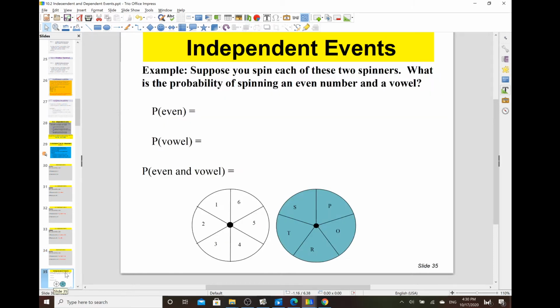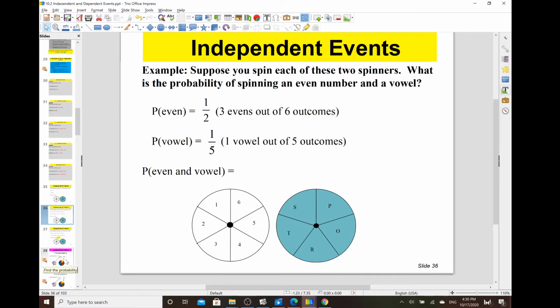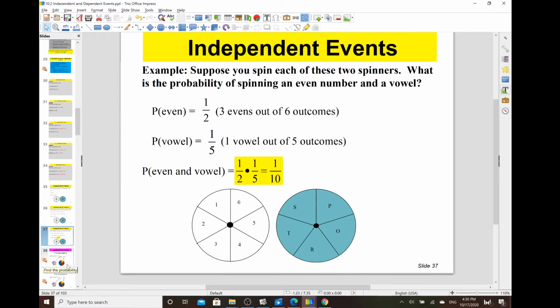Okay, so now what about a spinner? Suppose you spin each of these two spinners. What's the probability of spinning an even number and a vowel? Spinning an even number, the chance is 3 over 6, or 1/2. Spinning a vowel, well, how many vowels are there? There's only one vowel, so that'll be 1 over 5. So getting an even number and a vowel is 1/2 times 1/5, which is 1 over 10.